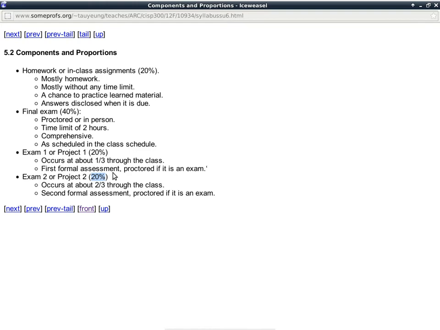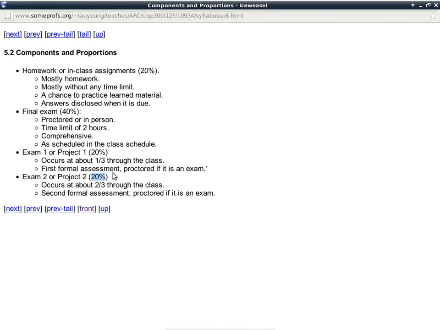So that means someone can potentially not turn in any homework assignments, flunk exam 1, flunk exam 2, ace the final exam, and still get a C out of this class. Right? Technically, I mean 40% in the final exam, and you only need 37.5% to get a C to move on to CISP 360. I have never seen that happen. Not that people have not tried.